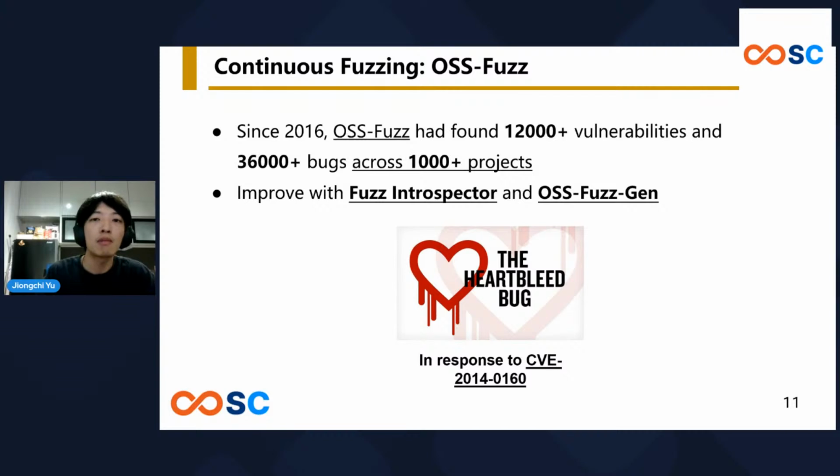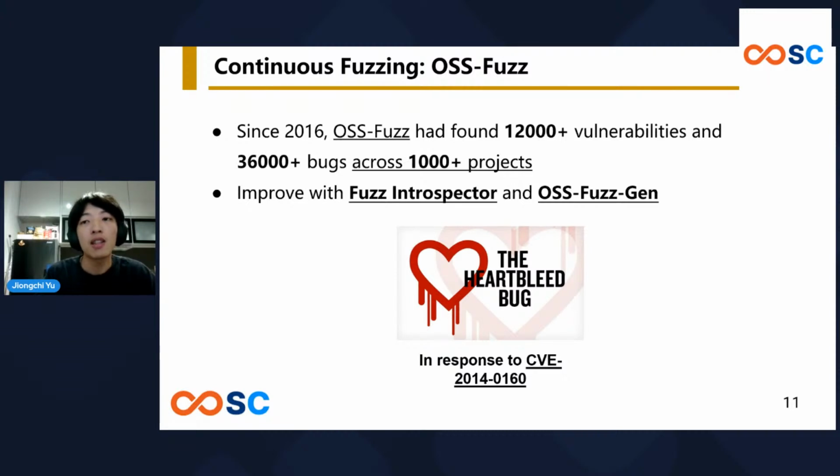OSS-Fuzz was proposed in response to the famous Heartbleed bug in OpenSSL, which is a buffer overread issue caused by improper input validation. The bug was hidden in OpenSSL for years, while it would actually take only seconds for a proper fuzzer, like libFuzzer, to detect. It highlights the need for fuzzing infrastructure in open source software.